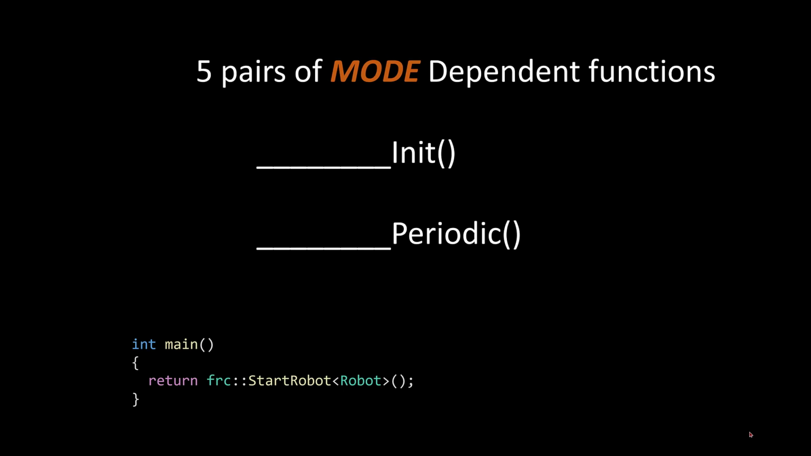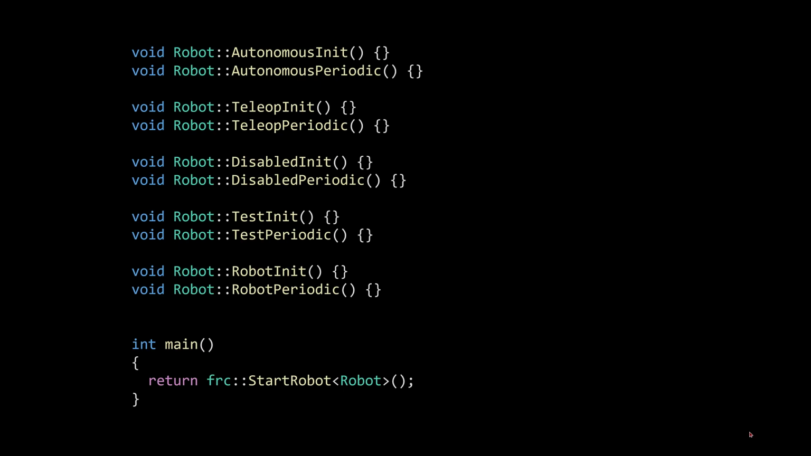Within that class, there are 5 pairs of mode-dependent functions that end with the phrase init or periodic. These are the 5 pairs of functions. You'll notice that they generally correspond to the indicators that I just showed you on the driver station.